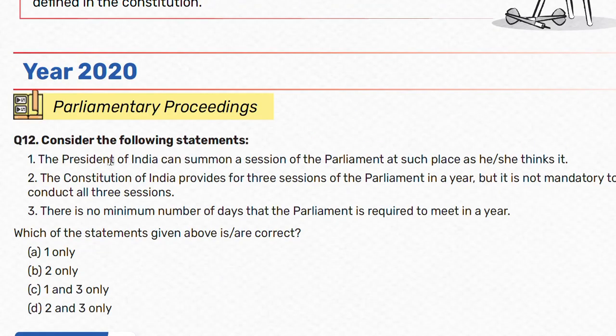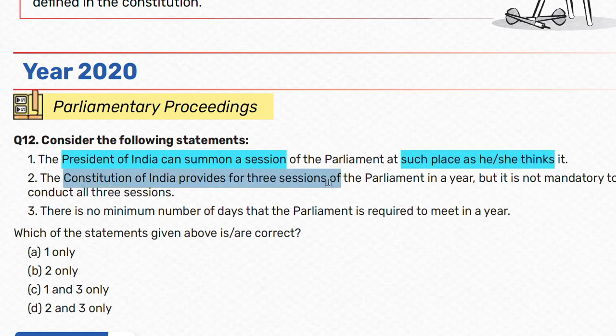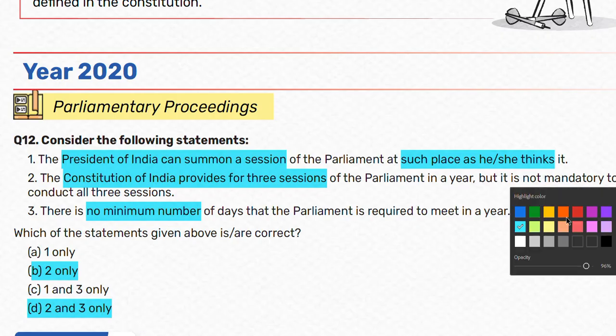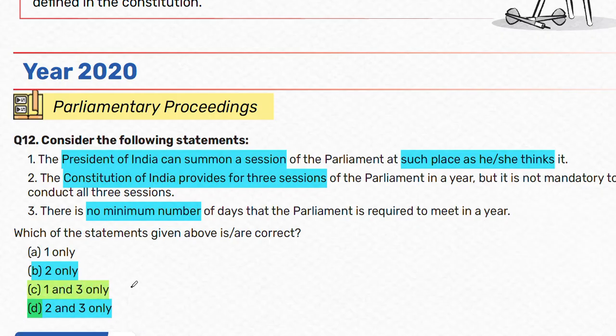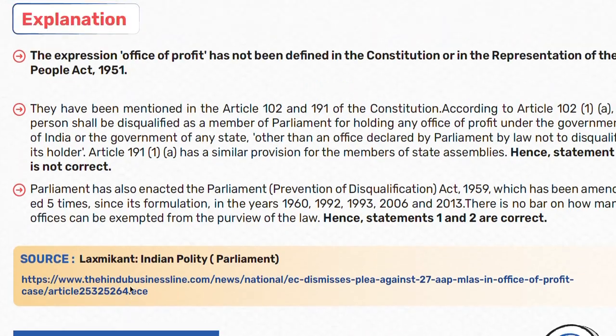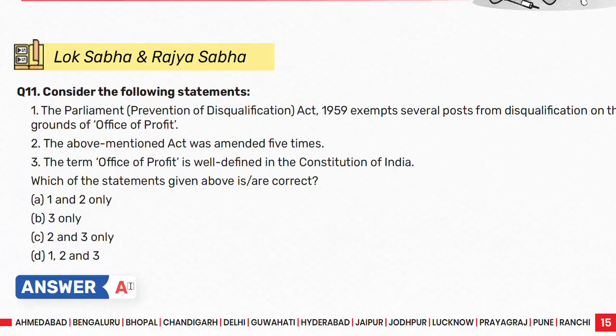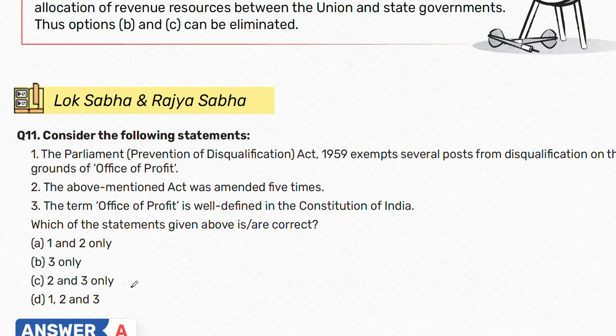Consider the following. The President of India can summon a session of Parliament at such place. Yes, correct. So it provides for this. No, this is incorrect. So two has gone. Okay. Let us say there is no minimum number of days that Parliament must meet in a year. Yes, that is true. So A should be the correct answer. There is a minimum of two sessions you need to have, but not minimum days.